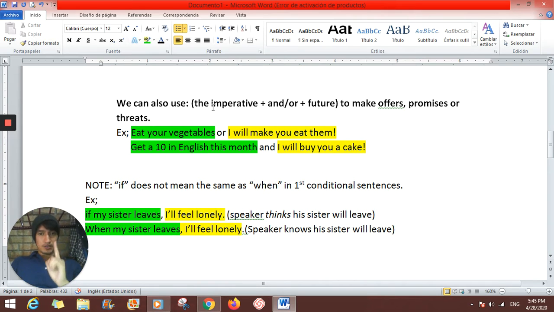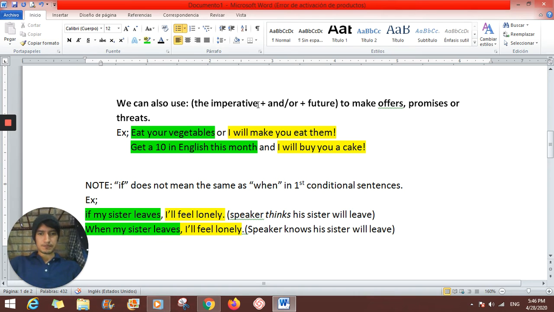In the first conditional, we can also use the imperative. Teacher, what's the imperative? The imperative is when you give orders, when you give someone an order. For example, if I tell you, sit down, that's the imperative. I'm not saying, you sit down, or Juanito, sit down. I'm not being specific. I'm using the imperative, giving an order. Sit down. Stand up. Close the window. Pass me your homework. That's the imperative.